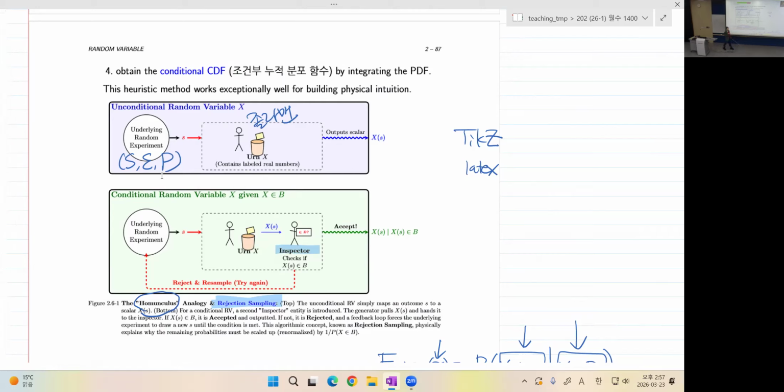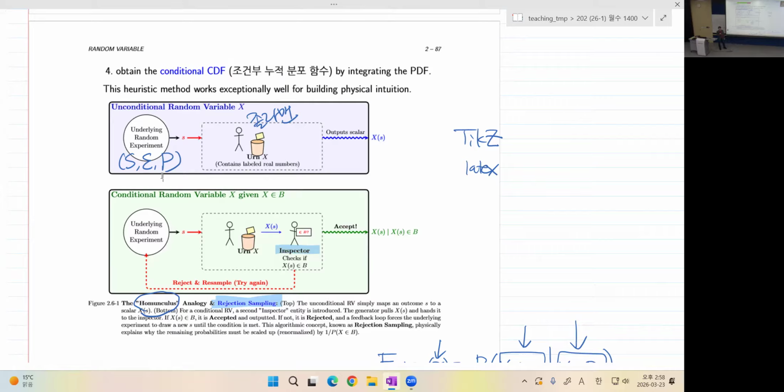Now, what is conditional random variable, if we want to call? There is another 졸라맨 here, and it inspects whether generated X of S is in the Borel set B or not. If it is in the Borel set, it accepts the outcome and generates it. If X of S is not in Borel set B, then it asks to generate S again. Got it? Now, let's apply this idea to this problem.